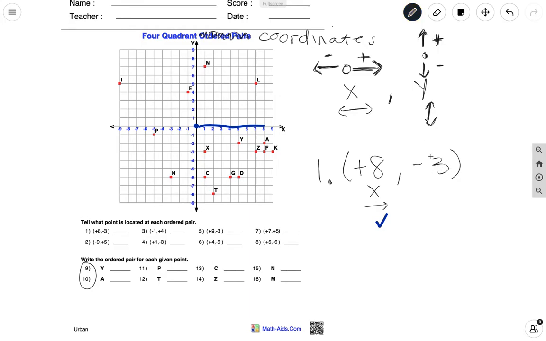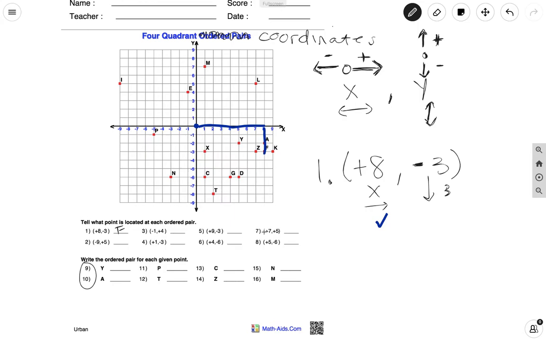Negative 3, that's my Y value. That's telling me to go down 3. Why is it down 3? Because it's a negative symbol. And remember, down means negative. See all these numbers that are down? They're all negative. So again, we're going to go right back here, to my positive 8, and we're going to go down 3. 1, 2, 3. And we have to figure out what letter we just landed on. We just landed on the letter F. So my answer is F.